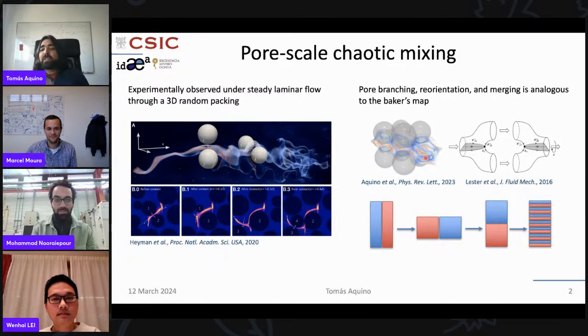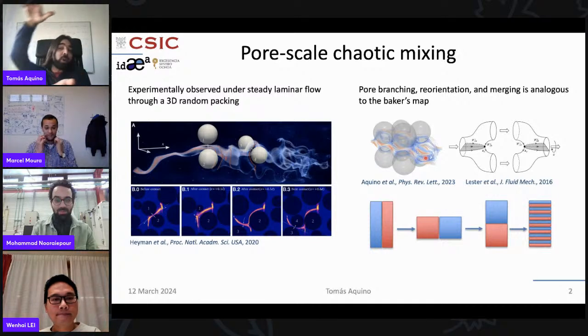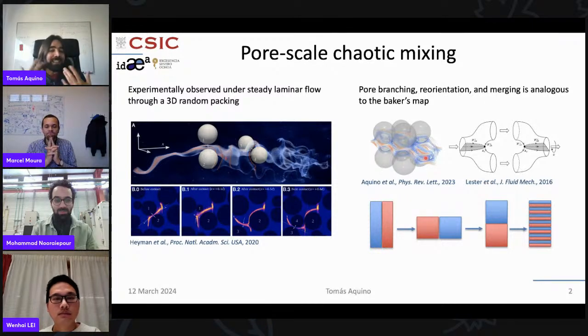A key ingredient here is that the pore throats and the trajectories can reorient as you go through the network, which is something that you don't have in 2D and which is essential to get this kind of net stretching effect that then leads to this chaotic mixing. This type of dynamics is analogous to one of the quintessential chaotic mixing maps called the Baker's map, which is schematized down here. This is basically a way of representing what a baker does as they stretch and fold the dough to get it to mix efficiently.